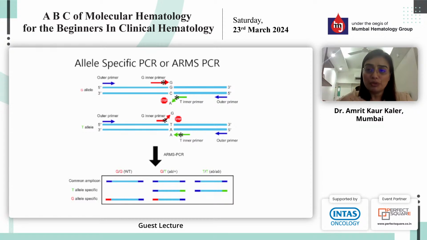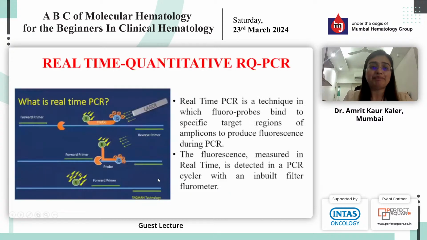But if it is mutant also, both the curves will come. So then you will calculate the CT value based on subtracting the standard PC, and then you will give the positive results. So in this, you can see G, this is the common allele, this is a T, and this is the G. So this is how you report it.